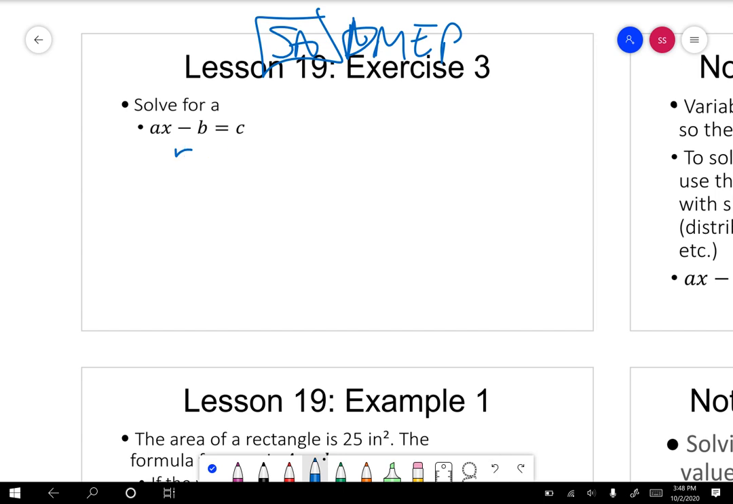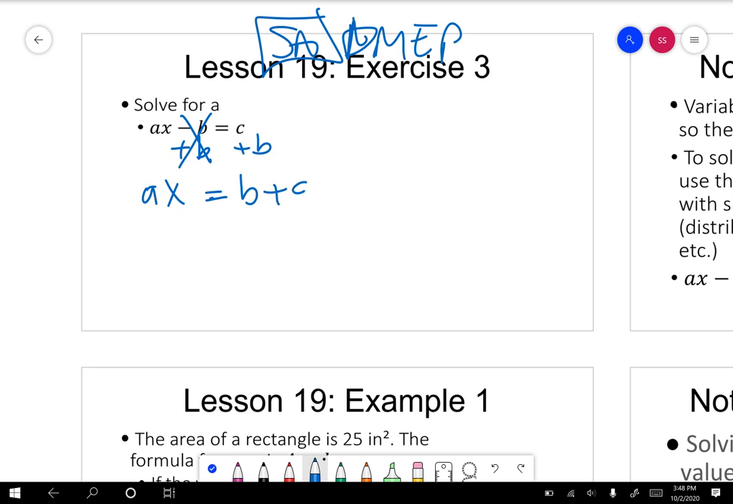That looks like a 4. I don't know what happened there. Add b to both sides. Negative b plus b would cancel out, so we're left with a times x on the left, and b plus c, or c plus b on the right.